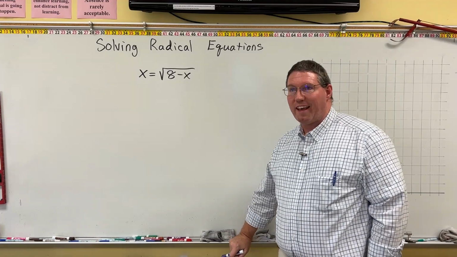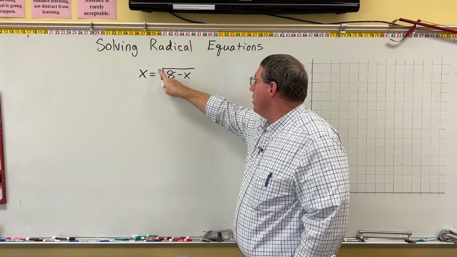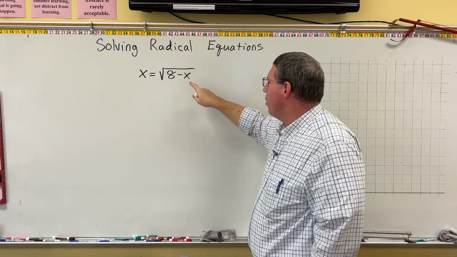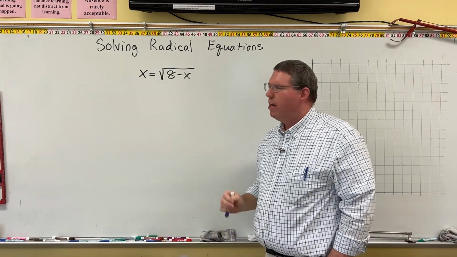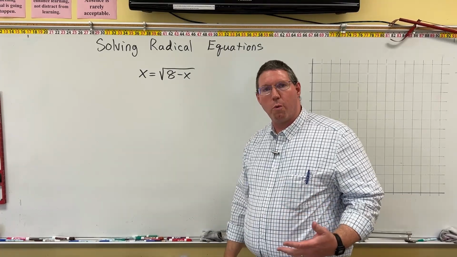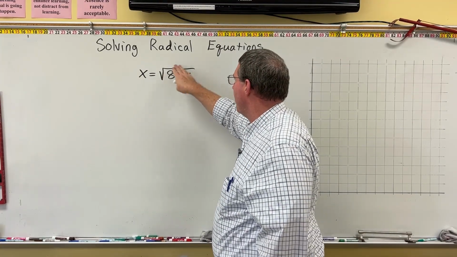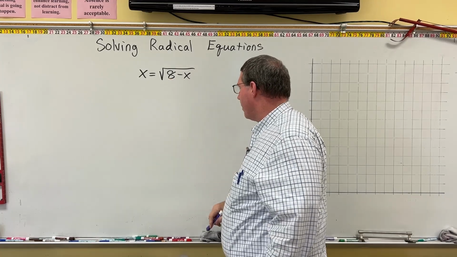All right, so now we're going to tackle solving radical equations. Radical just means that we have one of these square root symbols, one of these root symbols. It could be square root, it could be cube root. Today we're only going to deal with square root, okay? And so this just says x is equal to the square root of 8 minus x.